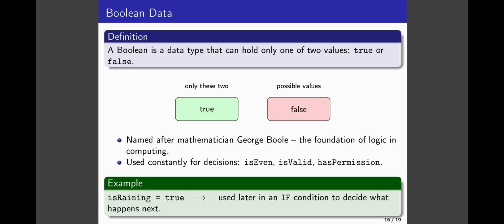So Booleans are used constantly for decisions. Things like is valid or has permission. For example, is raining. When I ask is raining, it's actually true or false. So is raining equals true means that value would then be used later in an if condition to decide exactly what happens next in your program. So simply understand Boolean data is used to define true or false, like on or off conditions.